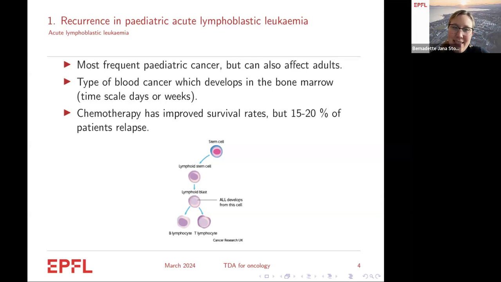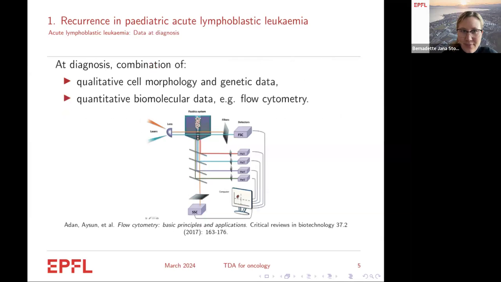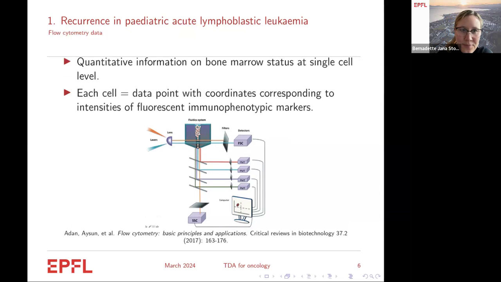Now, the good news is that chemotherapy has drastically improved survival rates. So most children that get this disease will actually survive, but unfortunately 15 to 20% of patients still relapse. At diagnosis, there's routinely a couple of different types of data that are taken from a patient, among other things, to assess the risk of this relapse. And these data include qualitative cell morphology and genetic data, as well as quantitative biomolecular data, for example, flow cytometry, which will be the focus in this talk.